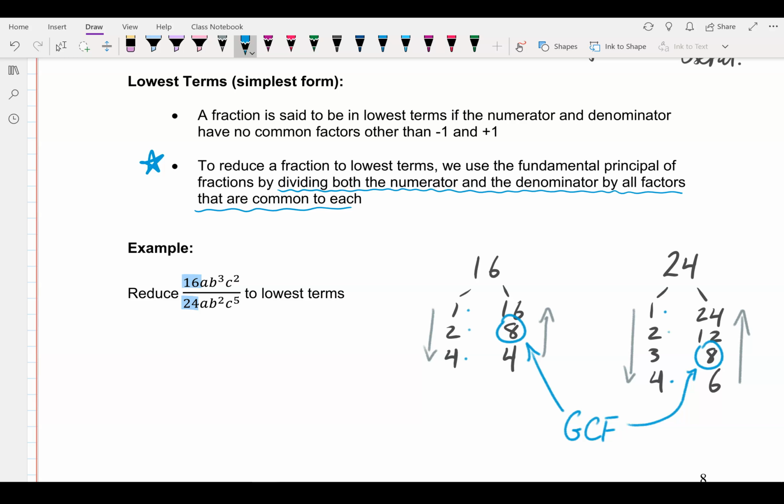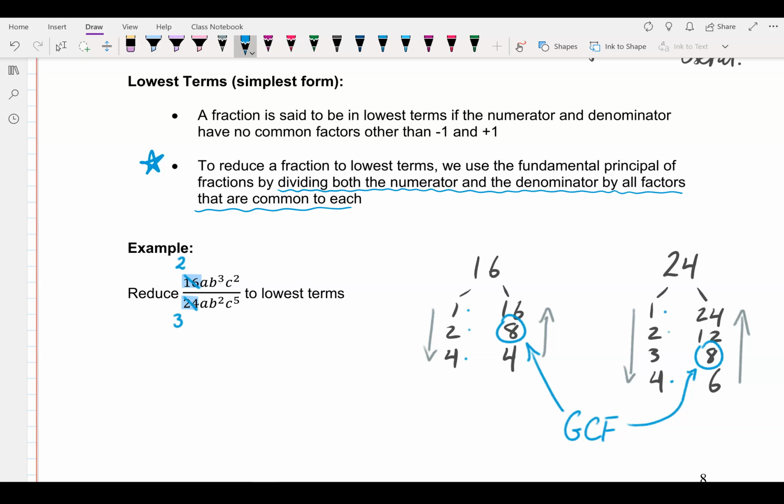My point is if we take these numbers and divide by the GCF, we'll get the smallest possible version of this fraction. So let's divide them both by 8. 16 divided by 8 is 2. 24 divided by 8 is 3, all right?